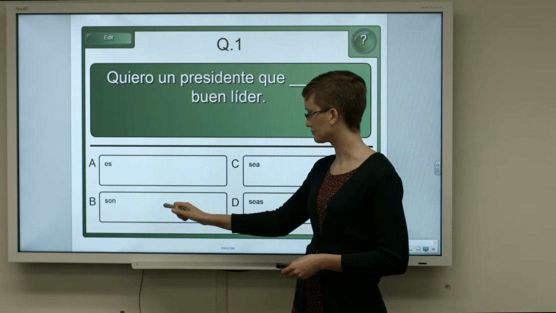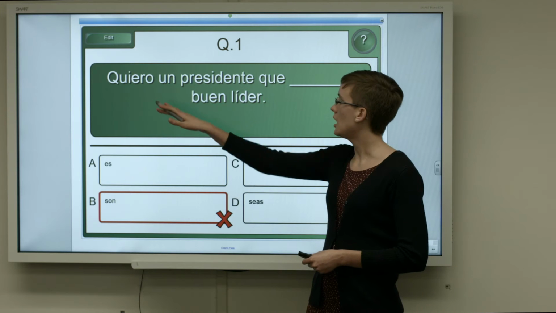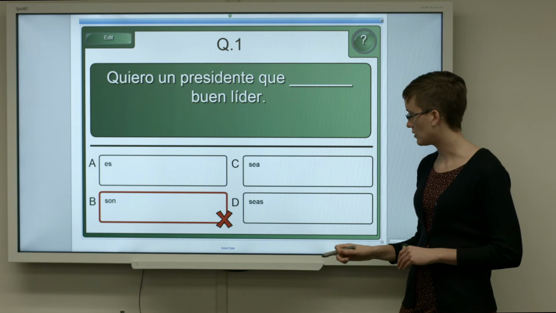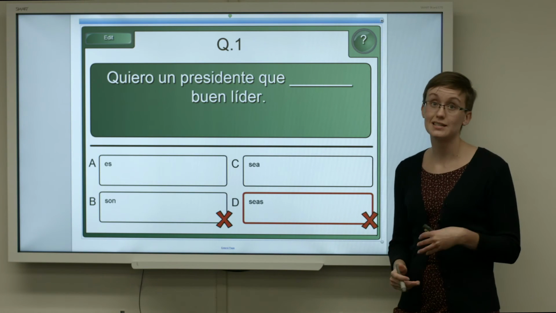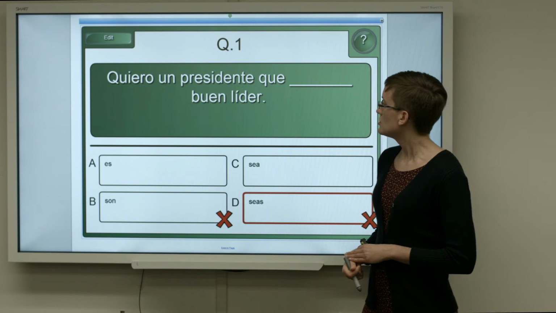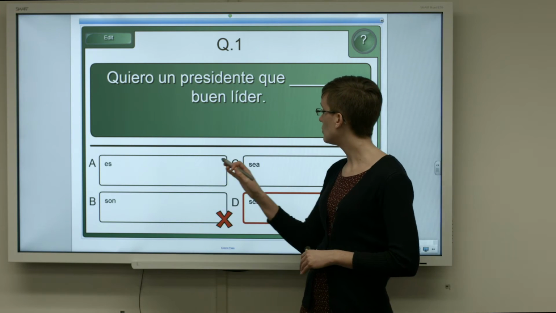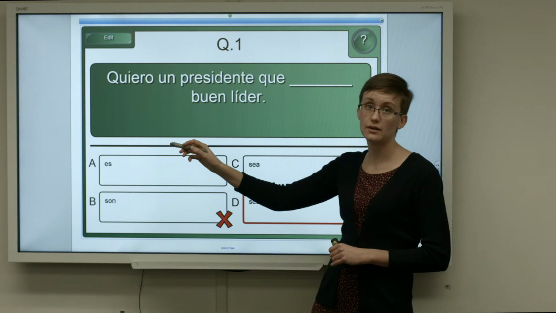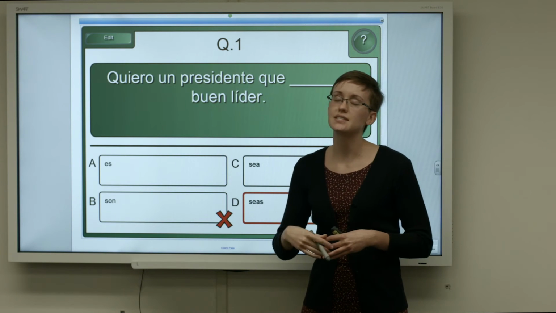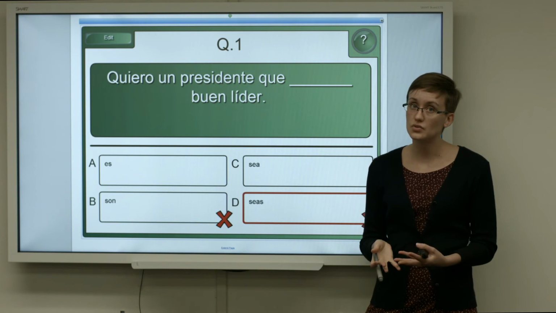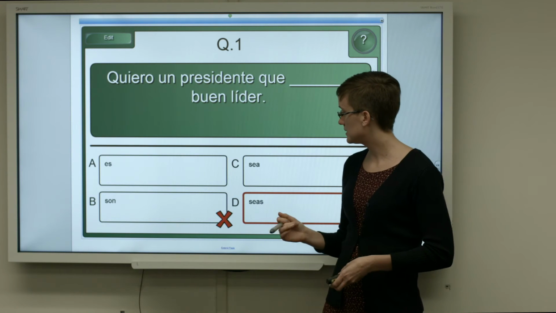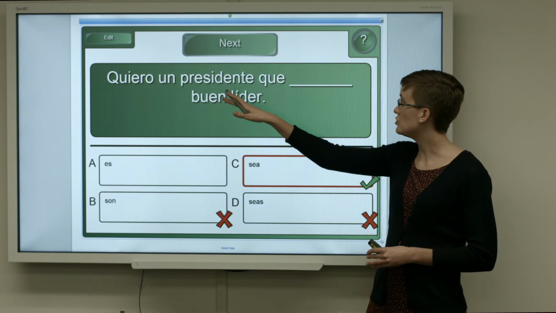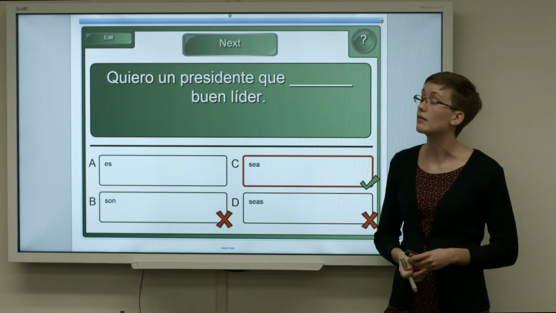We can get rid of son because that is third person plural, and we're talking about un presidente, one. So third person plural, not going to work for us. Neither is sellas because that is second person singular. So we are left with es or sella. Quiero un presidente que, buen líder. Our clue here is the article un. I'm saying that I want a president, but I do not know if he or she exists, so we are going to use the subjunctive sella and not the indicative es, because I do not know if a president that is a strong leader exists.